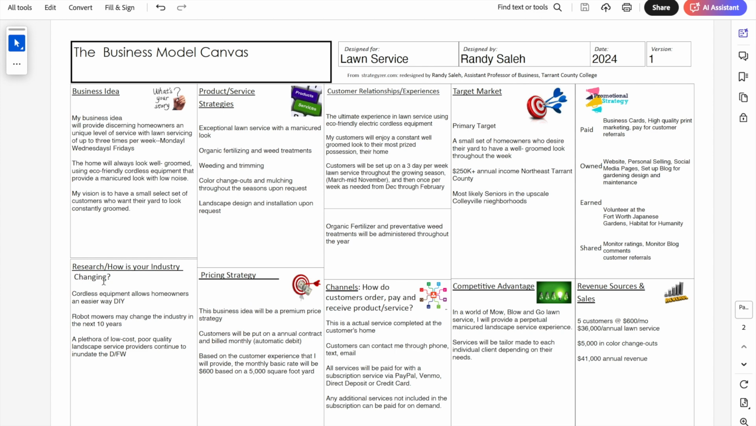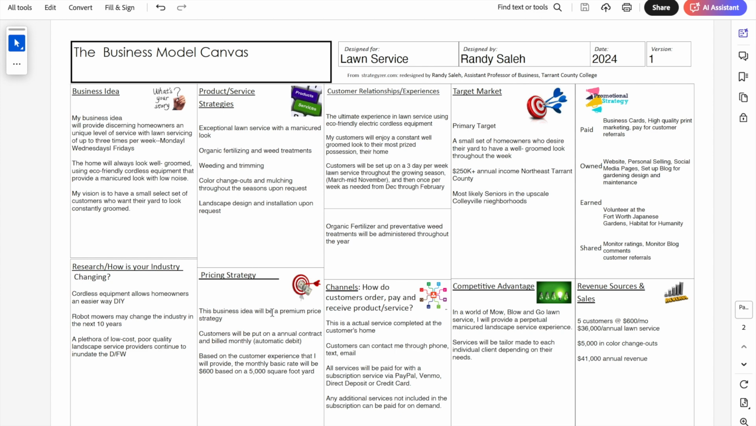How are things changing? You always want to know that, okay? This industry is changing quite a bit, so you can read through here. We have tons of low-cost, poor quality landscape service providers in this area, and they keep coming and coming in, okay? This is for someone who wants something much different.